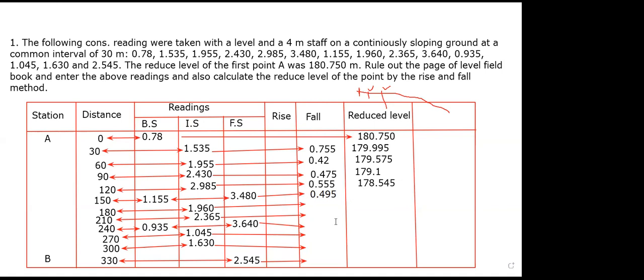So how can you calculate the difference of the 150? FS minus IS. ओके, अच्छा, यहाँ पे बहुत सारे लोग क्या होता है कि एफ एस माइनस बी एस कर देता है, लेकिन एफ एस माइनस आई एस होगा। So what is the reduced level value? 178.05. Okay. Next value?